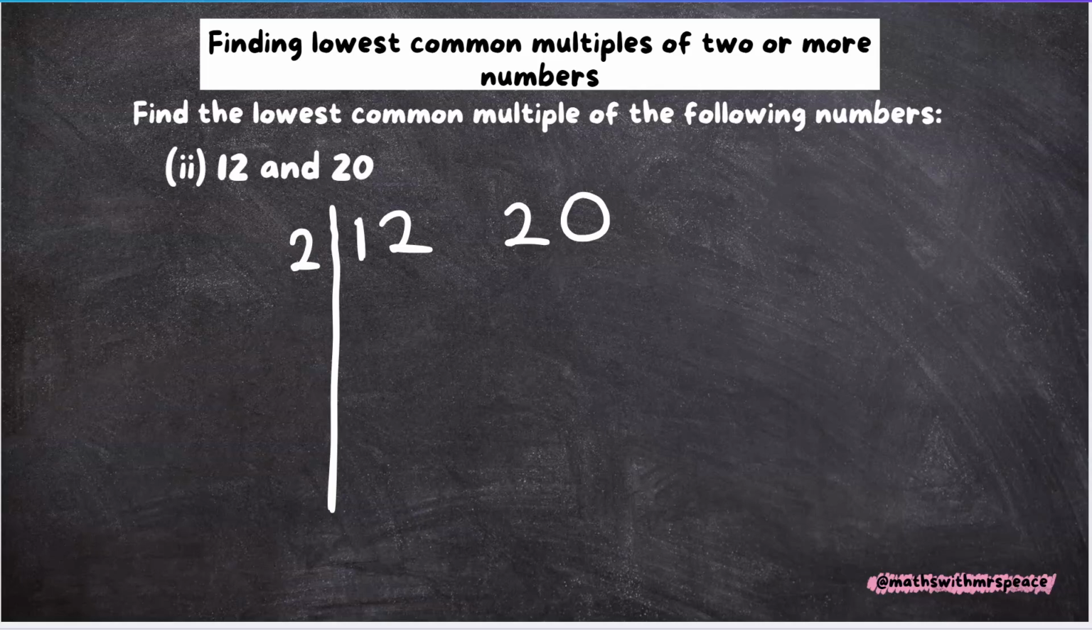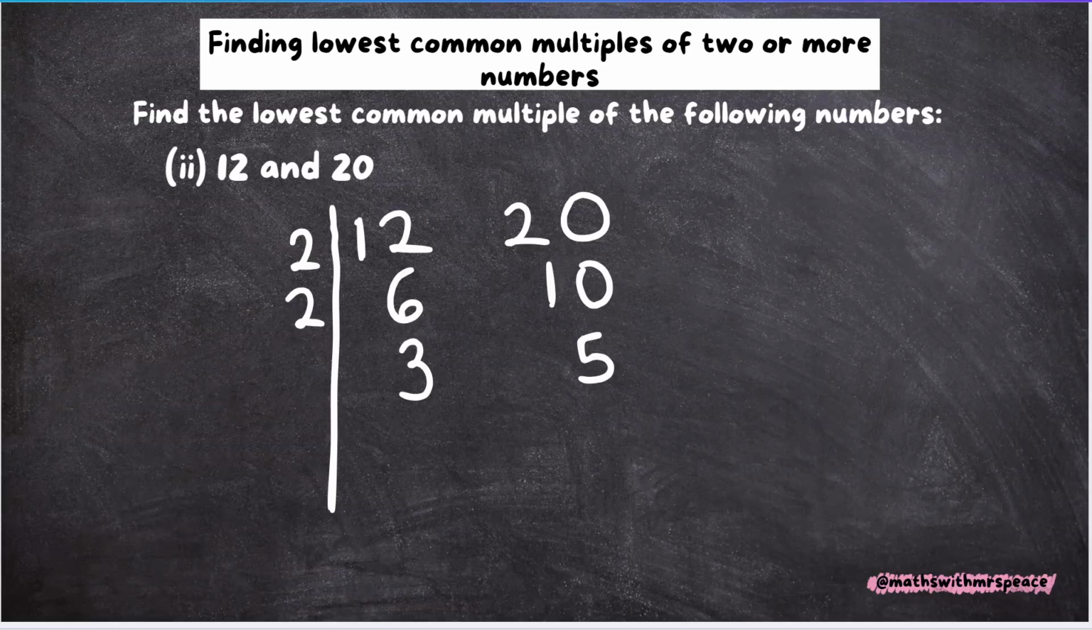12 divided by 2 gives me 6. 20 divided by 2 will give me 10. I'll use 2 again. 6 divided by 2 is 3, and 10 divided by 2 will give me 5. Now we have two odd numbers, so there's no point using 2 anymore. It's going to have a remainder every time.